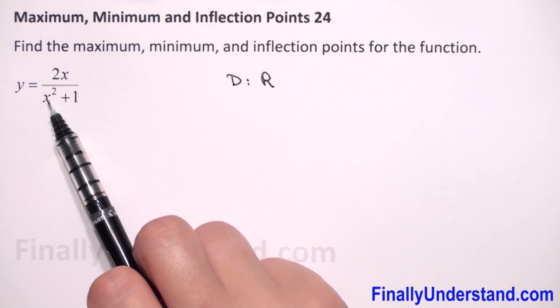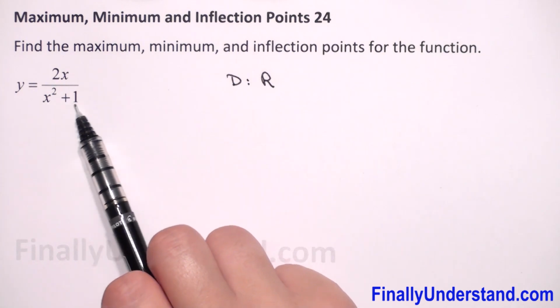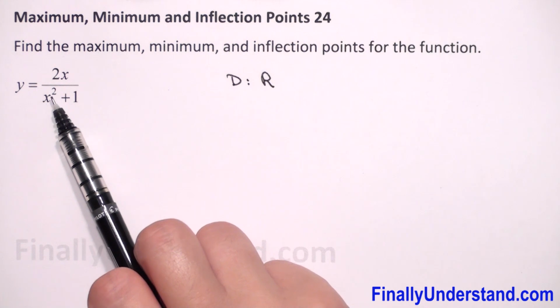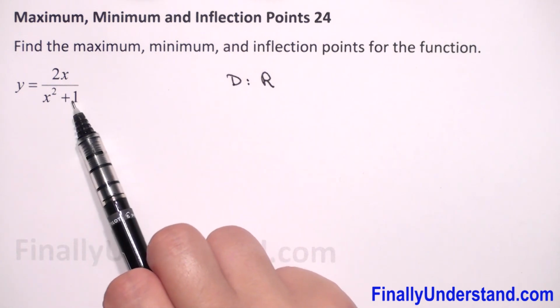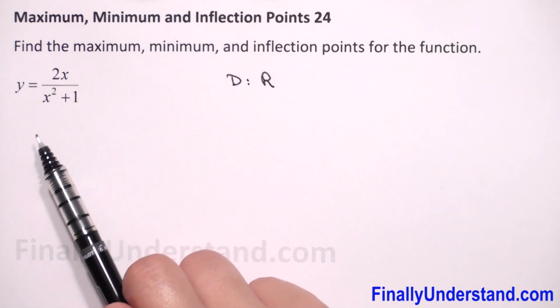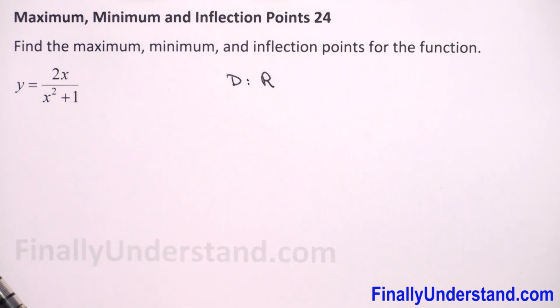In the denominator, x squared plus 1 will never be 0. So the denominator is always different than 0. Why? Because we have x to the second power, so we always have a positive number here, or 0, and plus 1 gives us always a positive number. So the domain will be all real numbers.